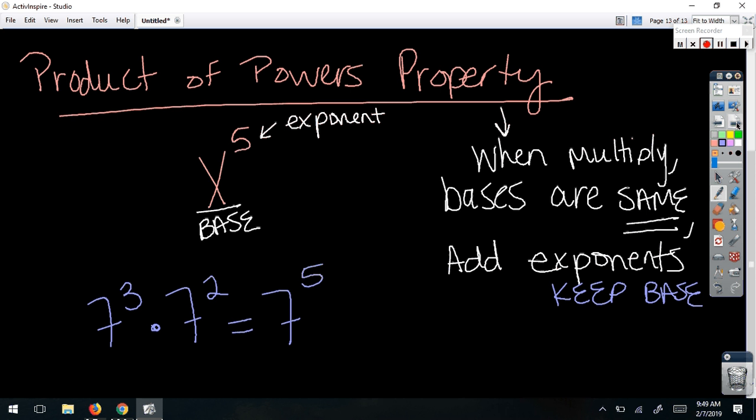Let's do another. What if I have something like this, and it doesn't look like there's an exponent on that x there? There is still a 1. You're exactly right. So what does that become? 2 and 6 is 8, and 1 is 9.